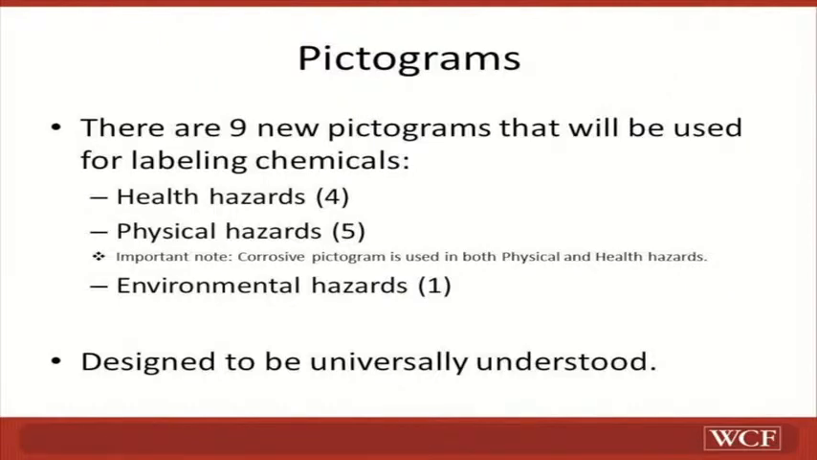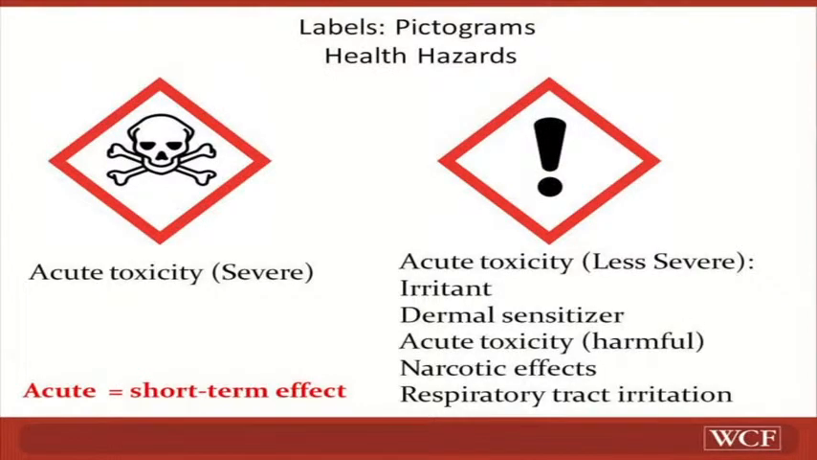4 will be related to health hazards, 5 will be related to physical hazards, and 1 will be related to environmental hazards. Yes, I understand that equals 10, but one of them is used twice, both in the health hazard and the physical hazard category. Okay, so let's look at these pictograms and how they will be represented.